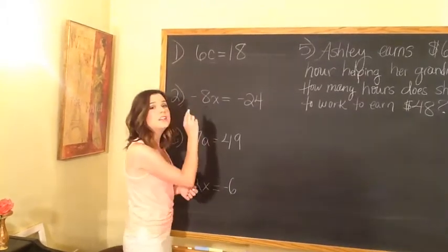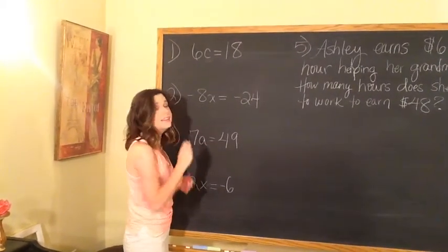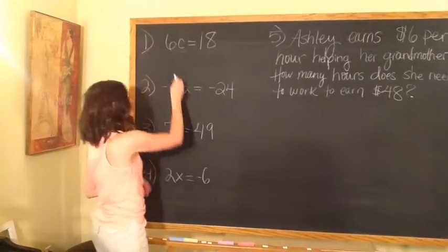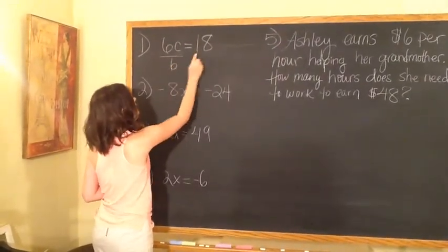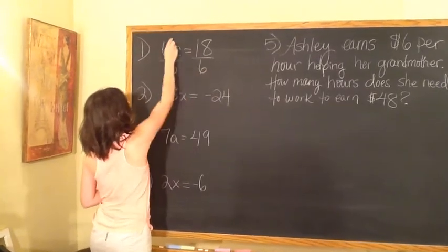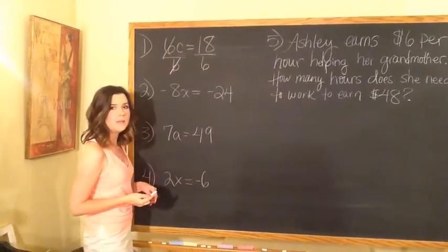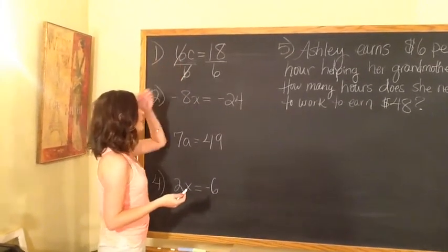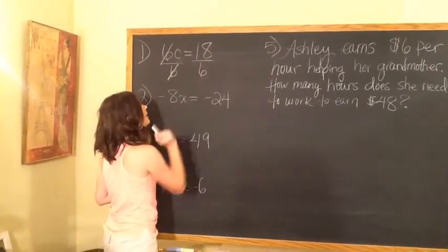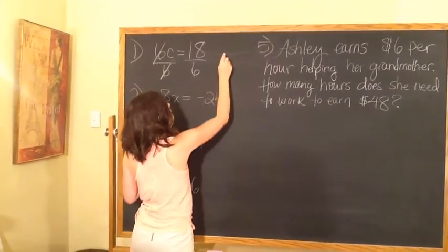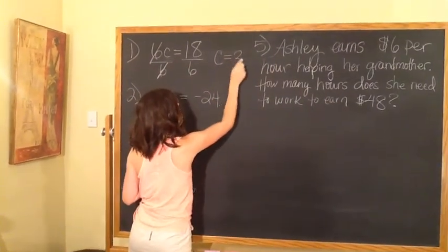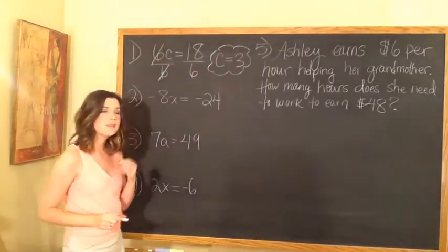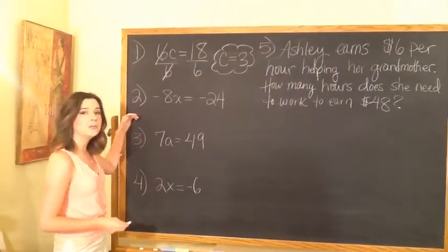So I'm going to use the division property of equality. It says I can divide by the same number on both sides and still have an equal equation. So I'm going to do that. So if I divide by 6 over here and divide by 6 over here, these 6's are going to cancel out because any number divided by itself gives you 1. So 6 divided by 6 gives me 1. And then 18 divided by 6 is going to give me 3. So c is going to be equal to 3. That is going to be our solution. C equals 3.